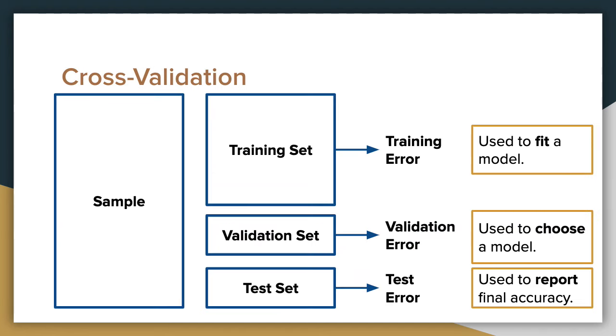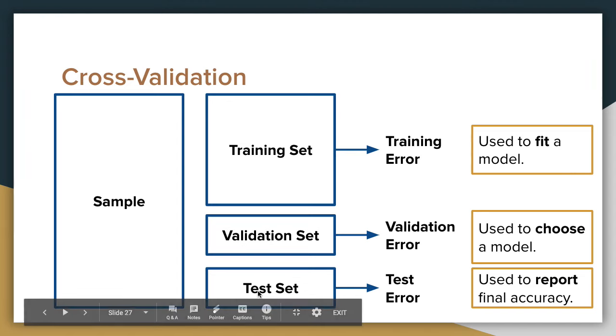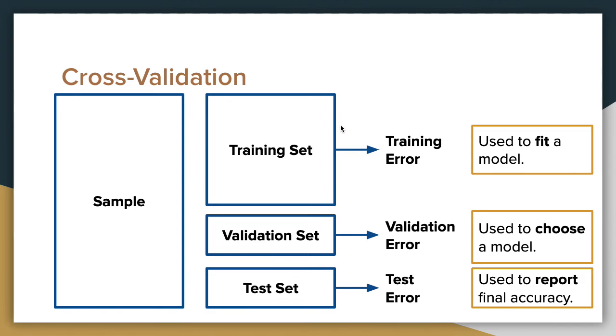So this is pretty much like the simple validation model. It's a very straightforward idea. You have your entire sample, you split it up into your training set, your validation set, and your test set. Your training set you use to fit a model. Your validation set, if you have multiple models that you've trained, you use to choose a model, the one with the lowest validation error. And then your test set actually represents how accurate your model is in the real world, right?